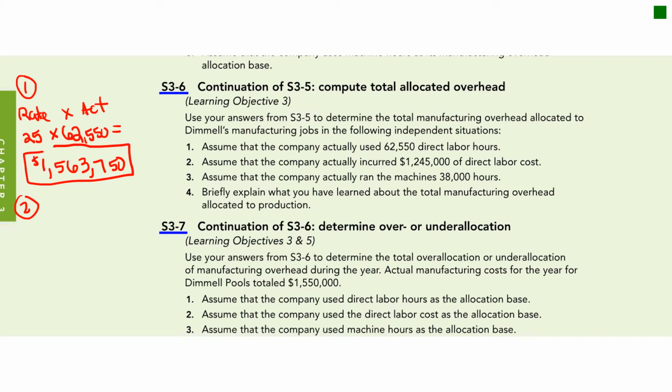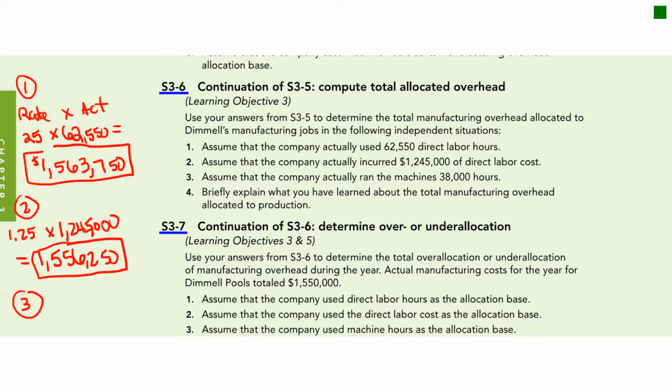On the second one, remember, it was 125% of direct labor cost, so you're going to write that out as 1.25. And if direct labor cost is 1,245,000, again, rate times activity, so you would get right at 1,556,250. So that would be your allocated overhead under the second assumption. And then the third assumption, again, using the machine hours, it was $40 per machine hour. We're going to multiply that by 38,000 machine hours, and then that'll give us 1,520,000 as the allocated overhead using that assumption.